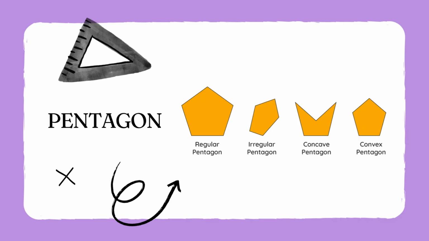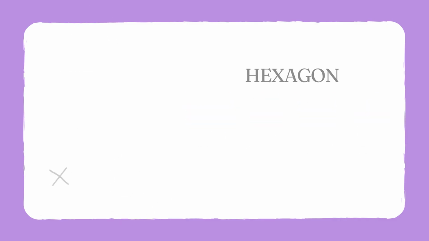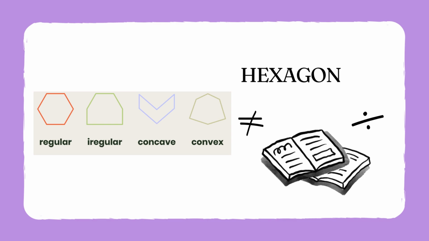greater than 180 degrees. A hexagon is a 6-sided polygon, and its main types are regular, irregular, convex, and concave, defined by the equality of sides and angles or the inward or outward direction of their vertices. A regular hexagon has 6 equal sides and 6 equal interior angles, while an irregular hexagon has sides and angles of unequal lengths.